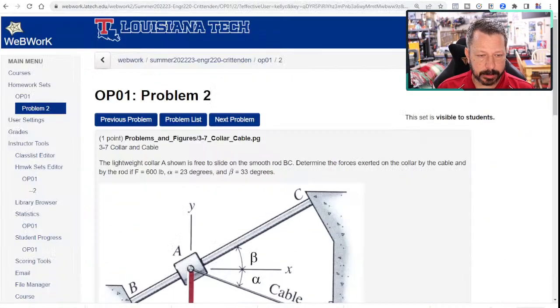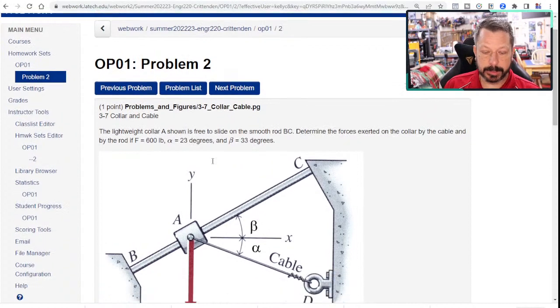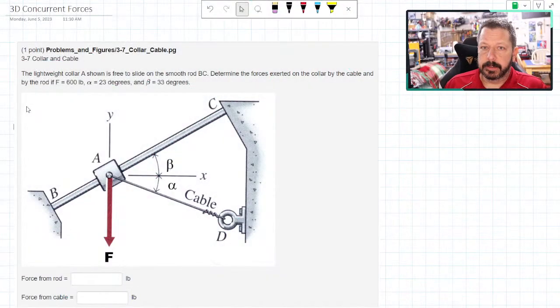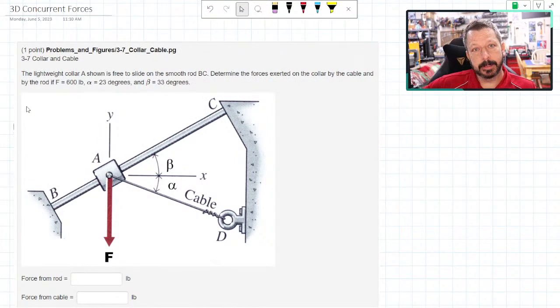This is actually one of the WebWork optional problems. This is problem 2 on optional set 1. Remember, those are just bonus point problems, so you don't have to do these, but this one would be an easy one to do because we're going to work through it. I've got it over here in OneNote, and we'll look at it and use this as a starting point for how we're going to get into our 3D simultaneous equation solving.